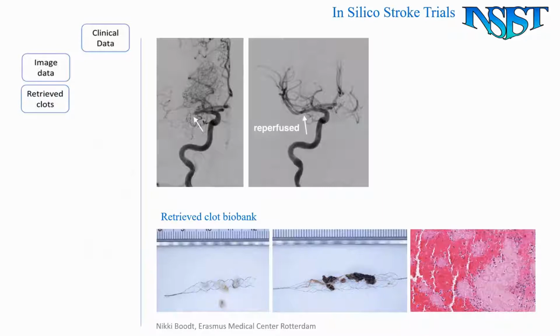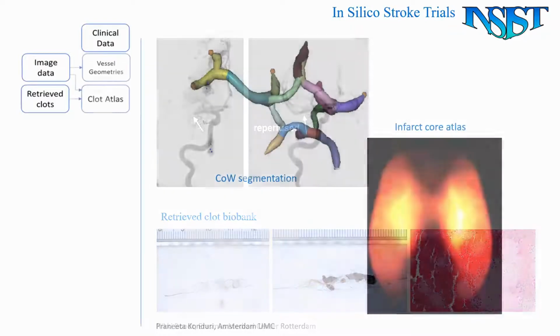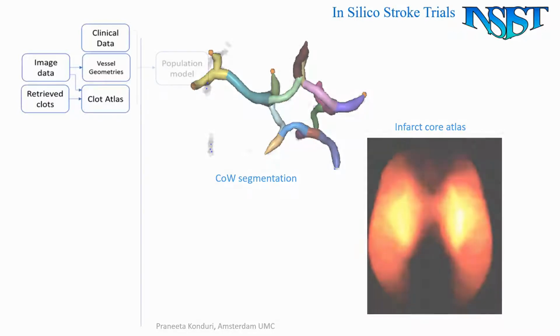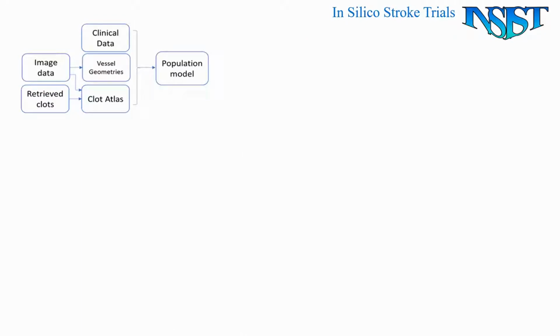So how does an in silico stroke trial work? First of all, we build our platform on extensive data, clinical data, images of thousands of stroke patients, and a large collection of retrieved clots form our base for modelling. From these data, we derive vessel geometries of individual patients, as well as atlases of clot composition and infarct core location. These data form the base for our stroke population model.